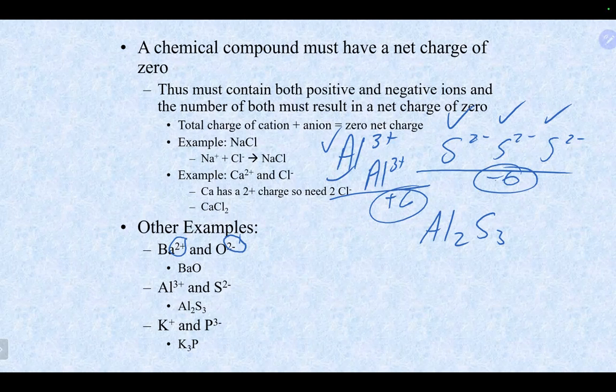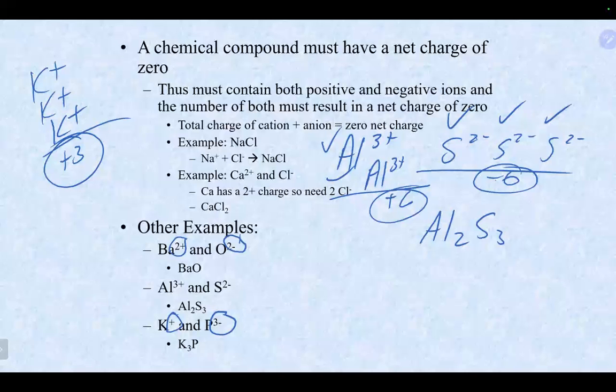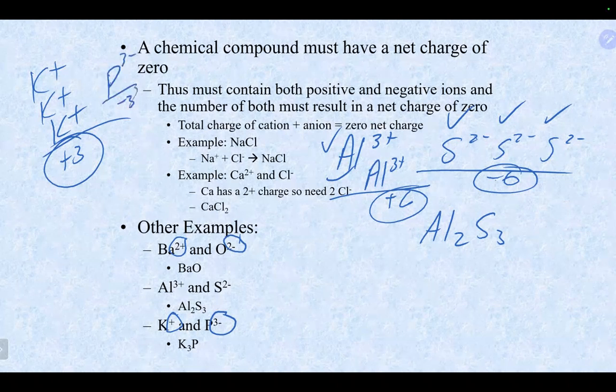And same thing with our potassium and our phosphide here. We have +1 and -3. So we actually need not 1 potassium in this case, but we actually need 3 of these potassiums, which each have a +1 charge, gives us a +3 overall to balance out the -3 charge from our negative guy, giving us our proper form of K3P in this case.